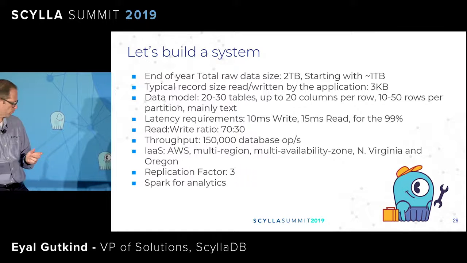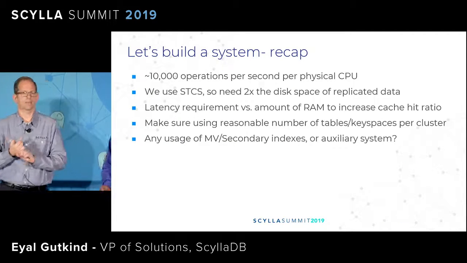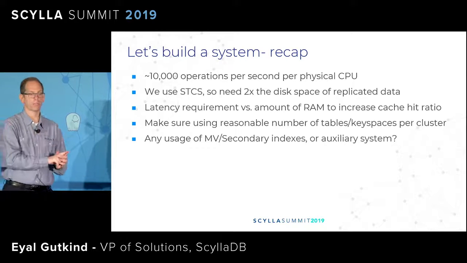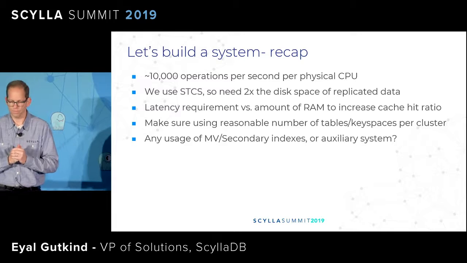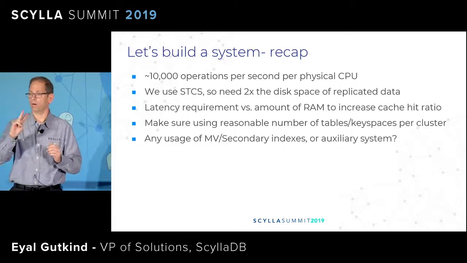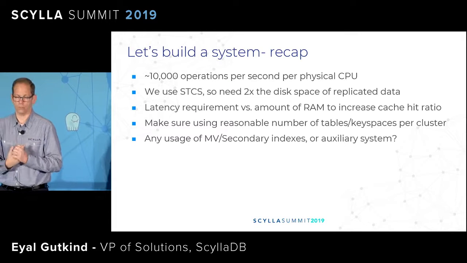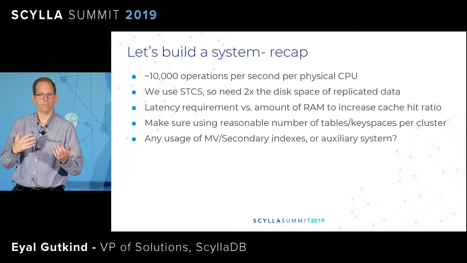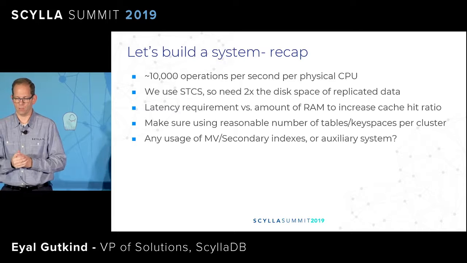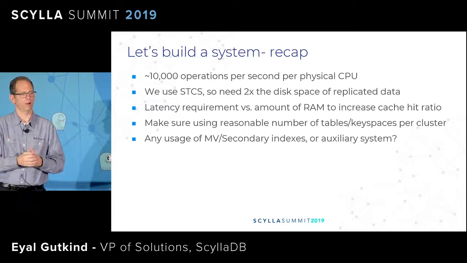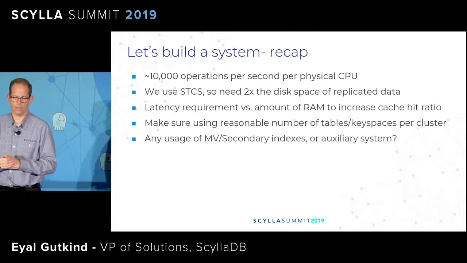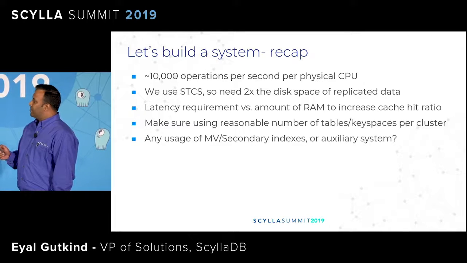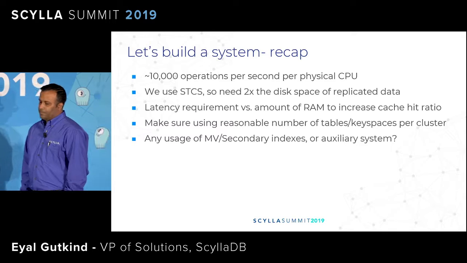I just want to remind you of one more thing. What I said, like 10,000 operations per second per physical CPU. We will use the size-tiered compaction strategy. Remember the talks from this morning? So we need 2x on the storage to be able to do compactions. We know that there is a read-heavy load here, so we want enough RAM to support the workload. The ratio is 70:30.